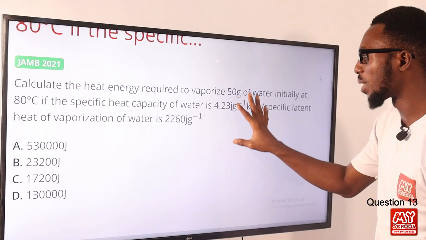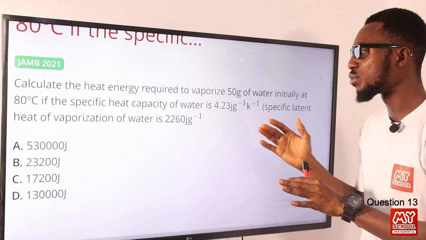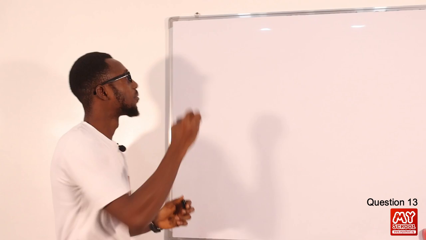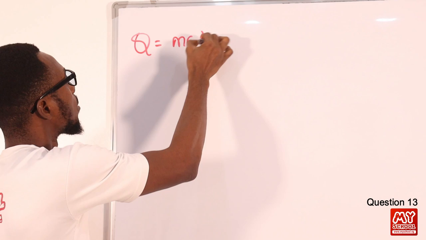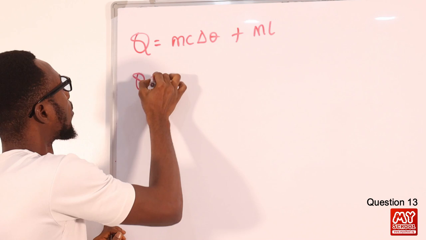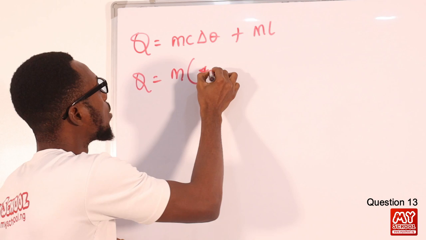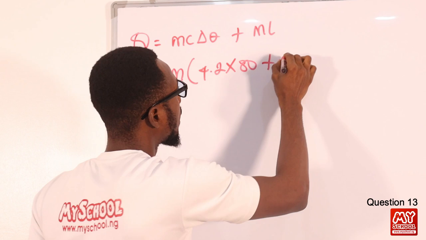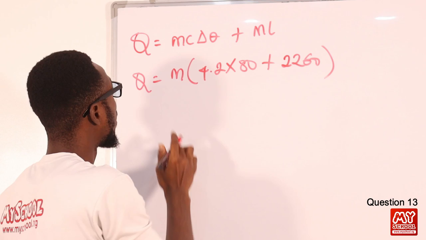You should know that the specific heat capacity of water is actually 4200 joules per kilogram per Kelvin, but right here we are going to work with the values supplied. The quantity of heat involved is mc delta theta, that is, change in temperature, plus mass times latent heat of vaporization. I can see that mass is common. So I have mass into brackets: specific heat 4.23 times the temperature change 80, plus the latent heat of vaporization, 2260. The mass is given as 50.